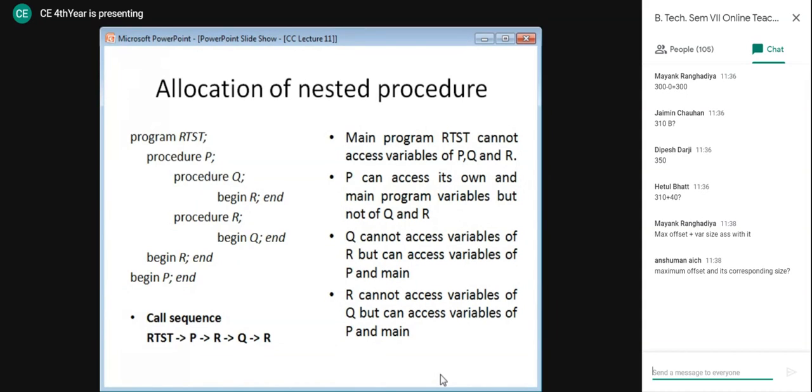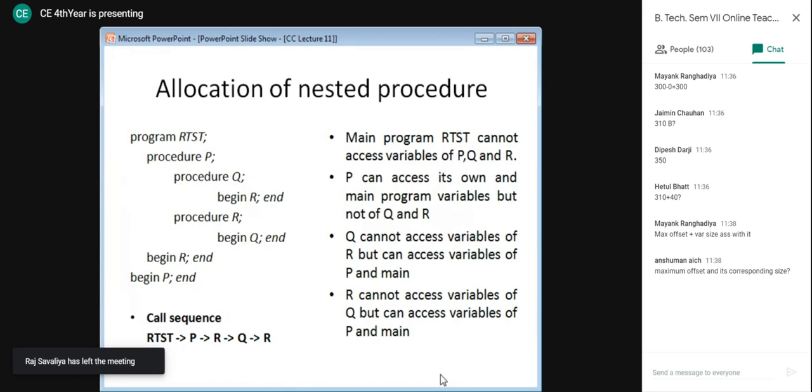Now, the main program RTST cannot access variables of P, Q, and R because they are local to these procedures. P can access its own variables and also the variables of our main program RTST. But P cannot access variables of Q and R, because when P is invoked, there will not be any allocation for Q and R, but there will be an allocation for RTST. And RTST is calling P, so P will have access to variables of RTST and naturally to its own also.